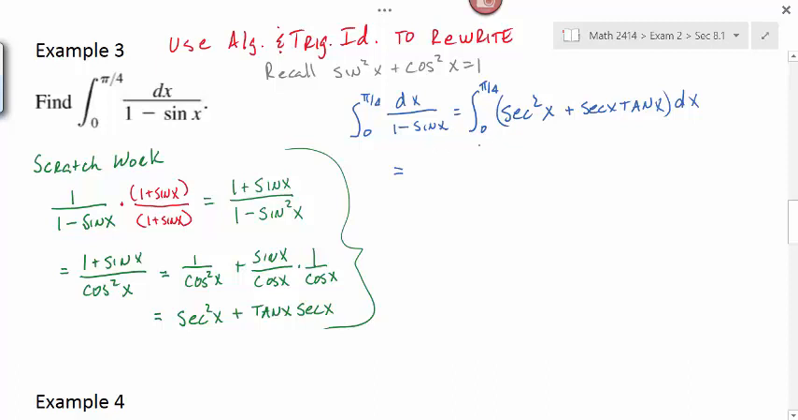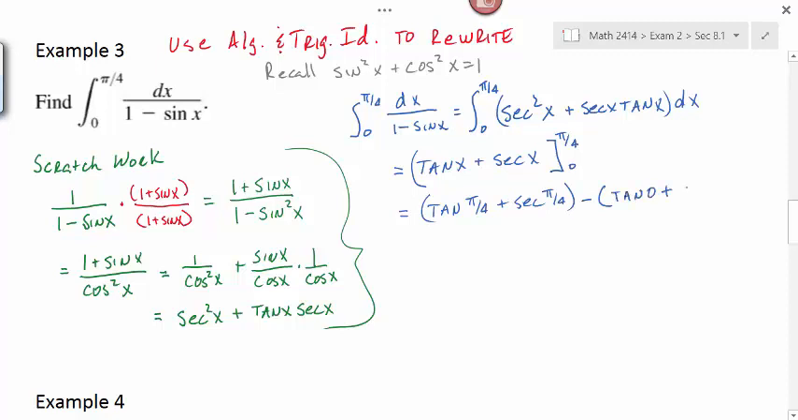And the final answer is, what's the integral of secant squared? And then the integral of secant x tangent x is secant x. And we evaluate this from 0 to pi over 4. So I've got tangent pi over 4 plus secant pi over 4 minus tangent 0 plus secant 0.